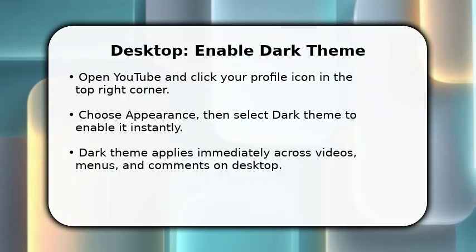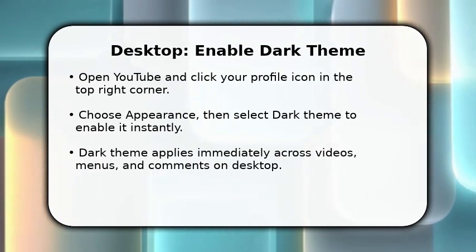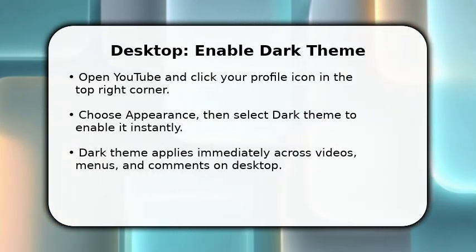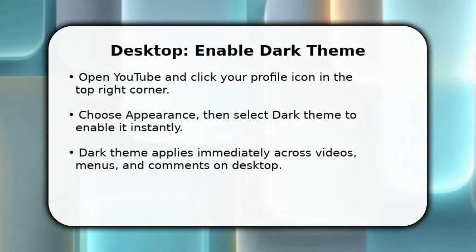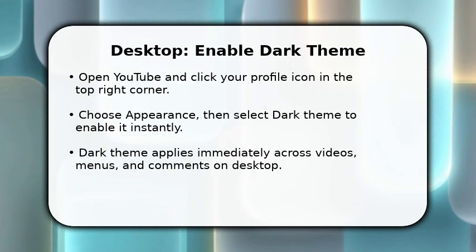Open YouTube in your desktop browser and sign into your account. Click your profile icon in the top right corner. From the menu, select Appearance to view theme options. Choose Dark Theme to enable it instantly across the site.